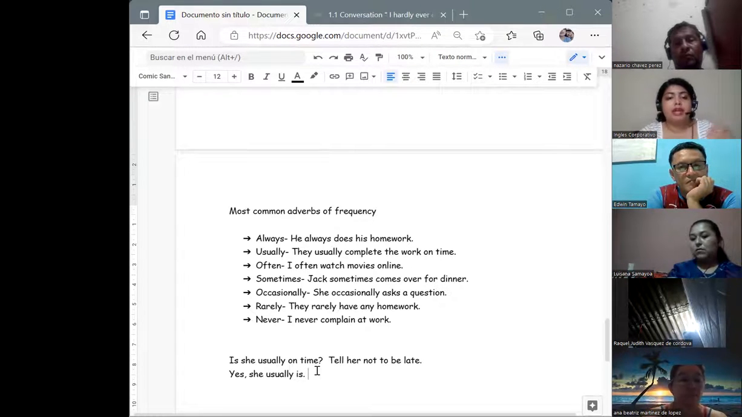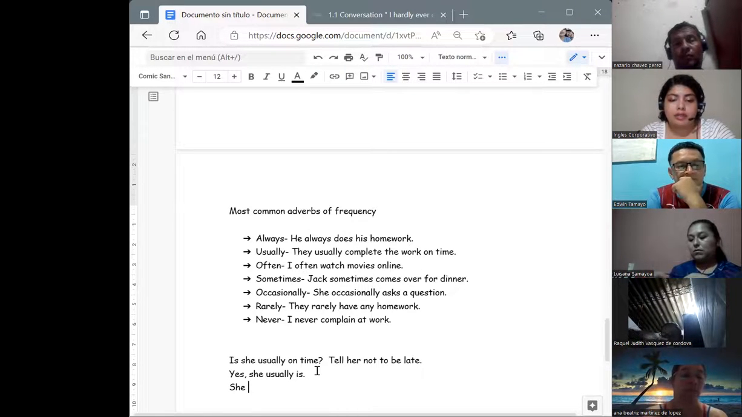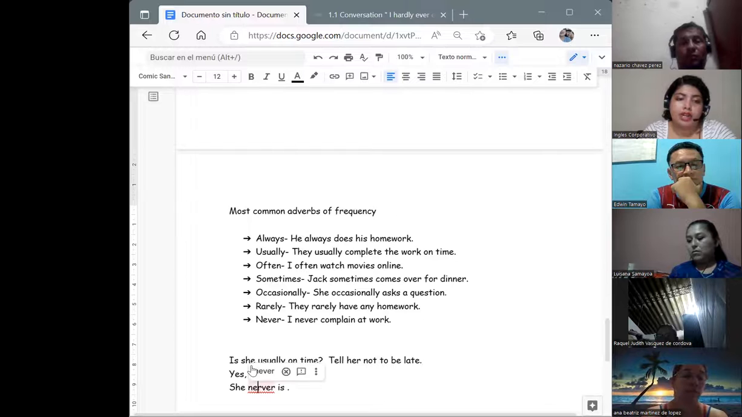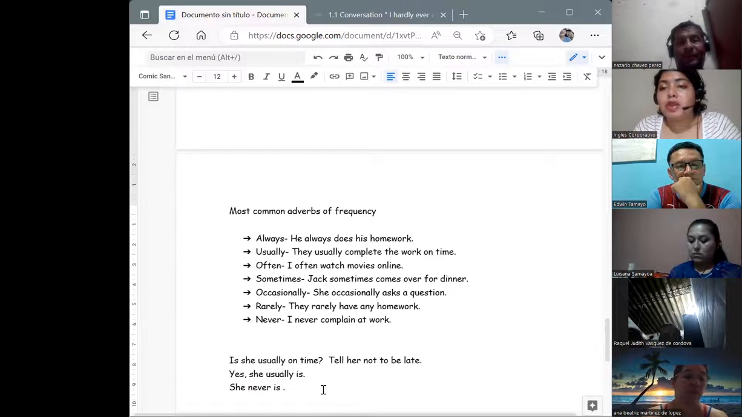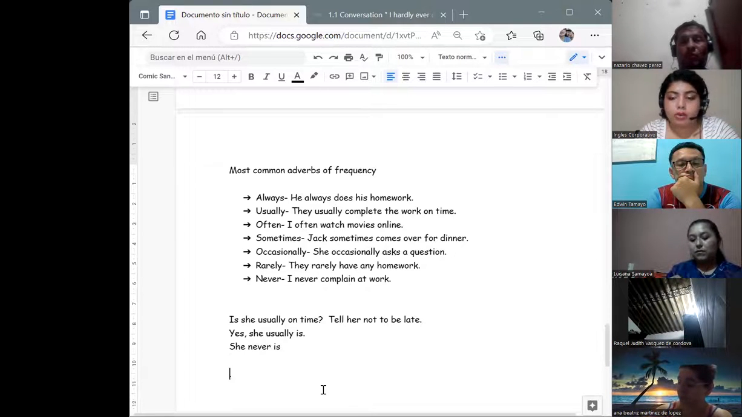Nada más, simple así. O podemos poner, she never is. No, ella nunca viene tarde. I mean, never, no, never. Like this. Así podemos responder a ese tipo de preguntas. Very simple. We're going to see the questions. Vamos a enfocarnos más en las preguntas ahora.